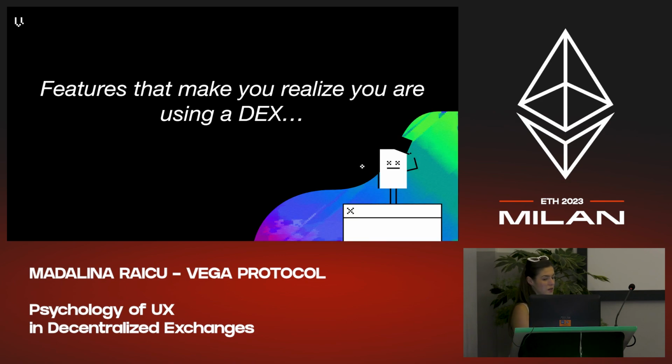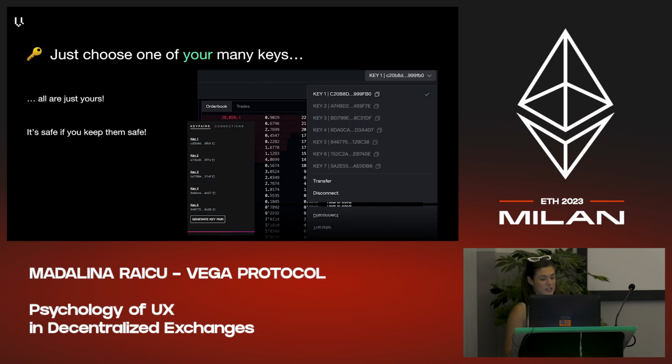And now I would like to highlight some features that would make you realize you're on a DEX. And this is how we're doing it on the Vega console, trading console dApp, but that could be applied to other DEXs as well. First, managing multiple keys. You may be able to trade on many keys, manage multiple accounts while trading, and only you would be managing all of them, so don't forget, if all the keys are yours, then all the funds are just yours. So it is safe only if you keep them safe.